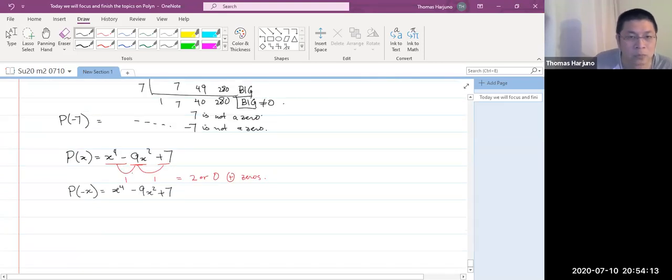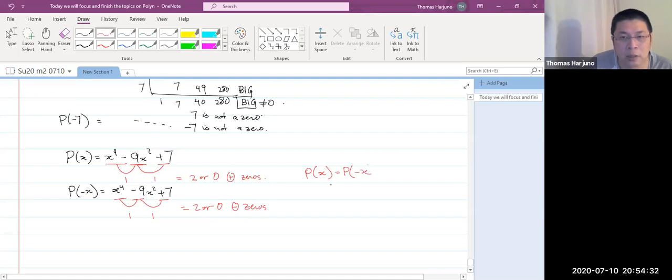Exactly the same. Okay, so from here we see that there's one variation of sign, another variation of sign, so it will be 2 or nothing negative zeros. And an extra conclusion: because P(x) is equal to P(-x), then P(x) is an even function, and therefore the graph is symmetric with respect to the y-axis.